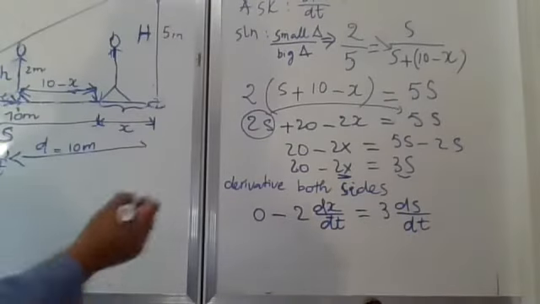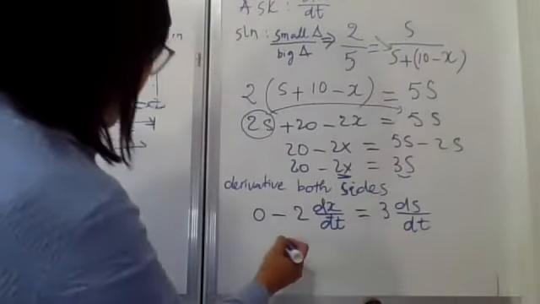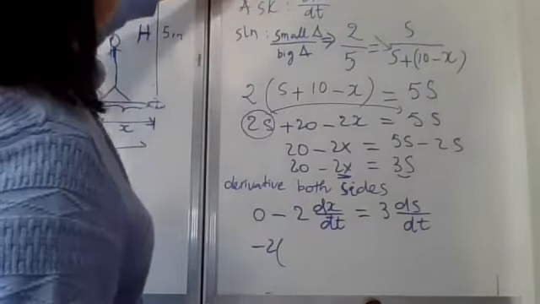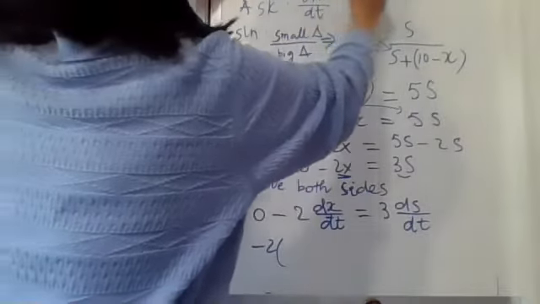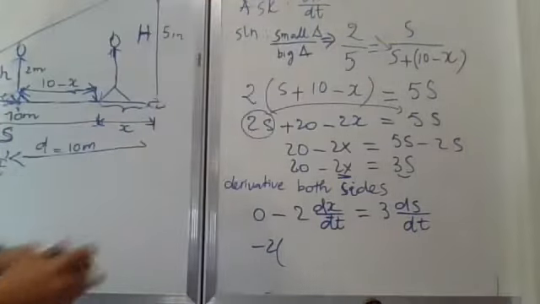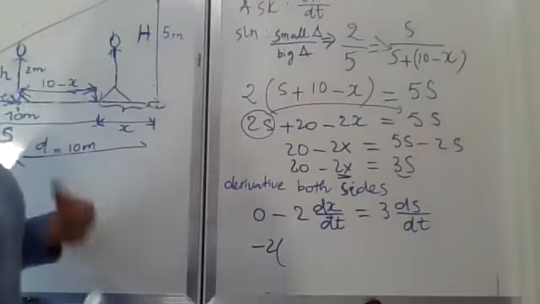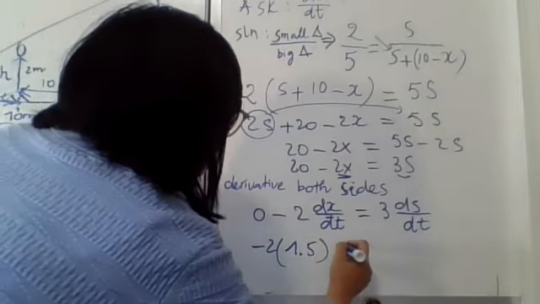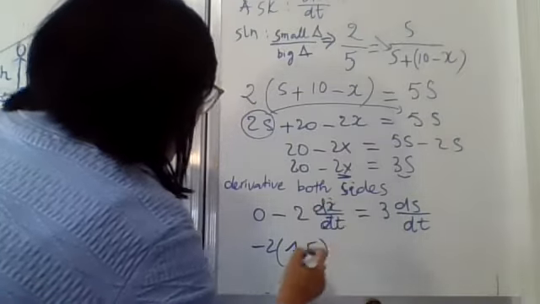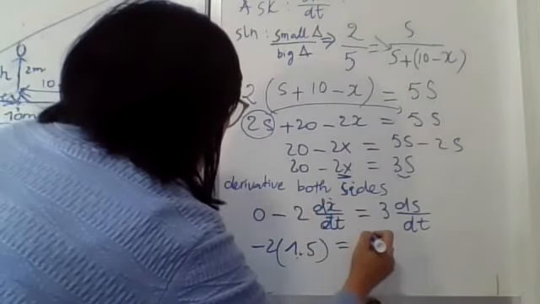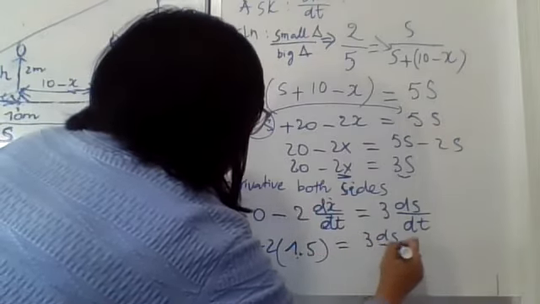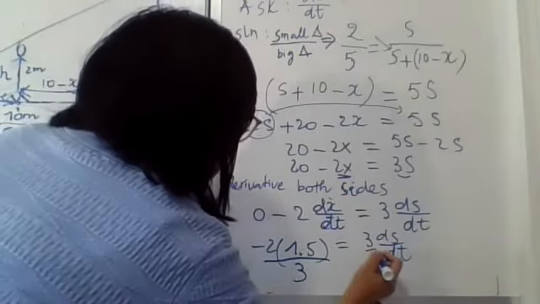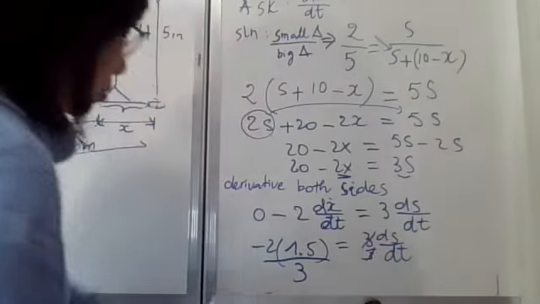So now we're going to substitute whatever we know in here. So we have minus 2 times dx over dt, which is this one, right? The given information. He is walking with this speed, with this rate. So minus 2 times 1.5, which is we substitute this, right, by 1.5, equals 3 ds over dt. To solve for ds over dt, we divide both sides by 3.